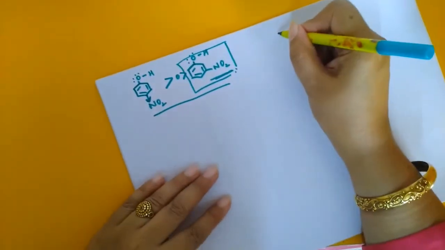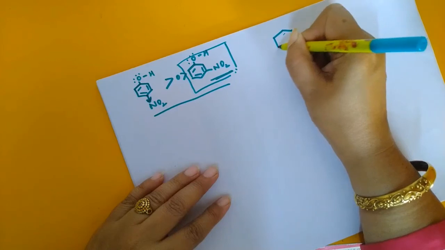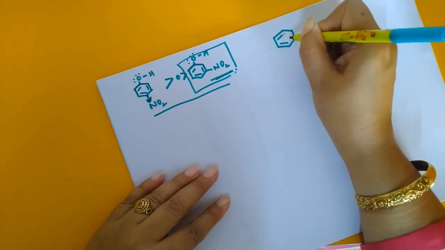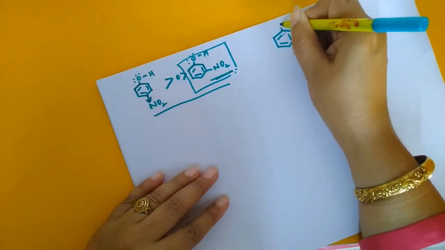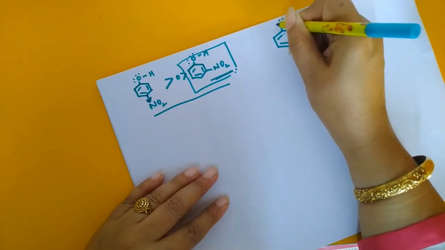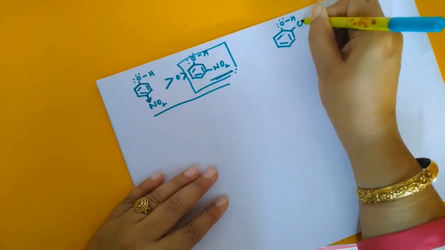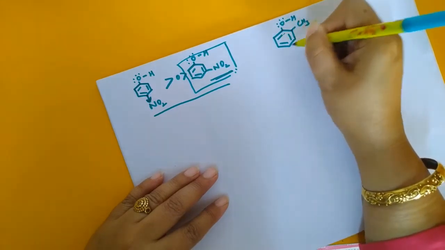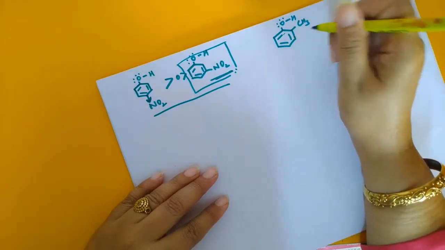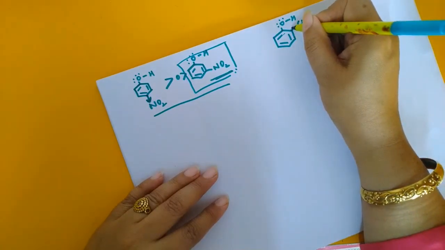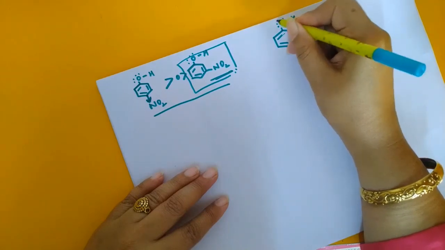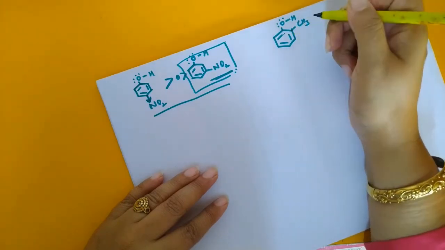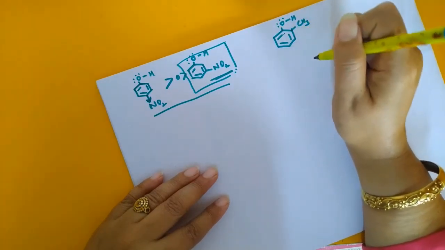Now what about an electron releasing group? Say for example, if a methyl group is present at the ortho position, or you can say if a methyl group is present anywhere, it will decrease the acidic strength. Why will it decrease the acidic strength? Because of the plus I effect. It will decrease the polarity of the oxygen hydrogen bond. That is why it will decrease the acidic strength.